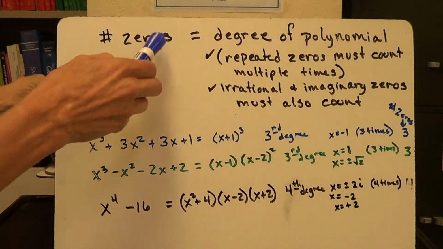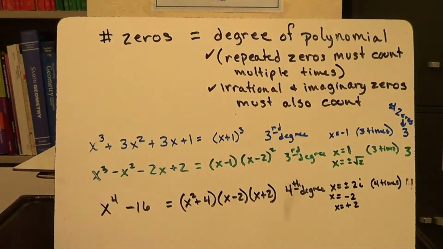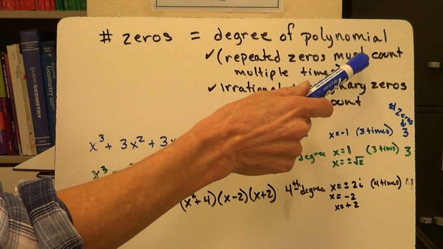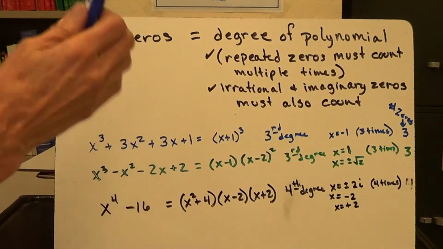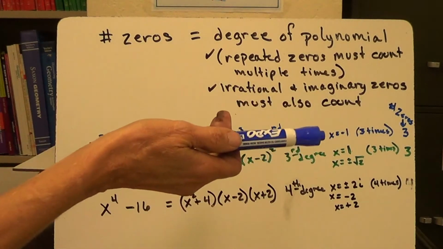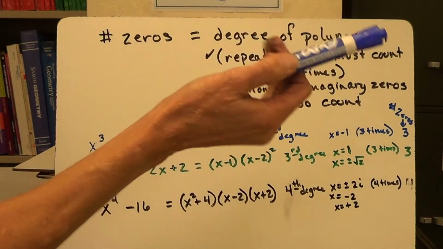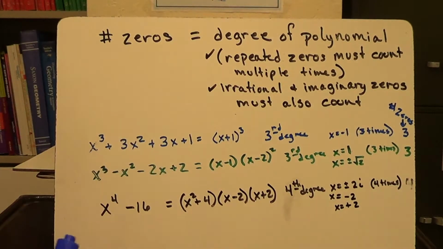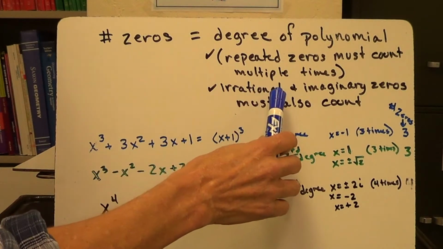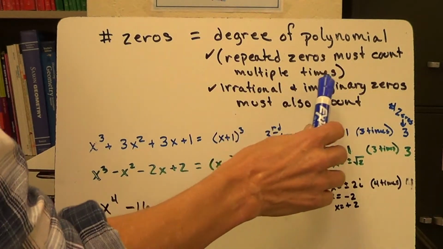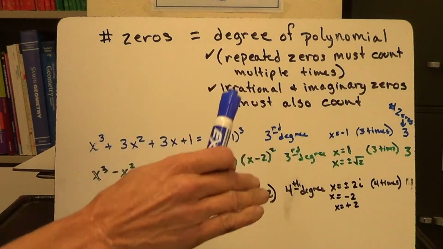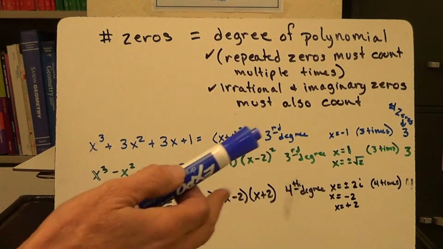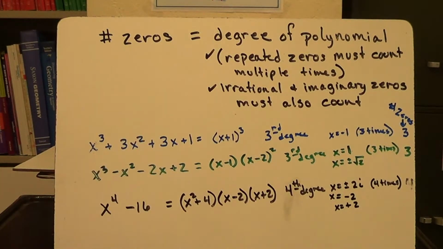So the number of zeros should equal the degree of the polynomial. And this will work as long as the repeated zeros count multiple times. Like in the first one, when we had x plus 1 raised to the third power, it had to count 3 times, even though you see on the graph it only crosses once. You also have to count irrational zeros, and you have to count imaginary zeros. The imaginary zeros are not going to show on your real number system graph, but you still have to count them when you're looking at factors.